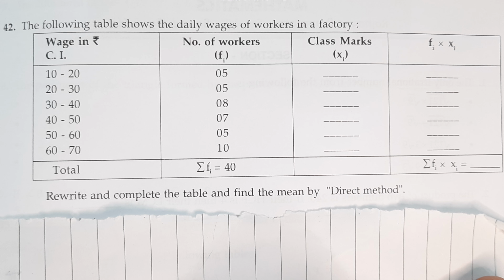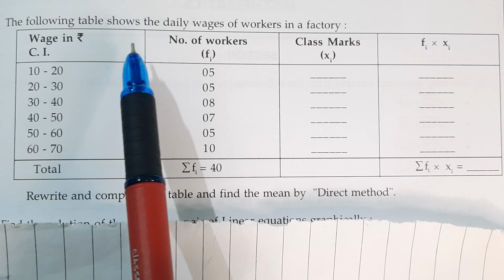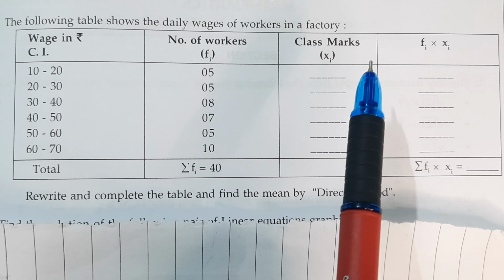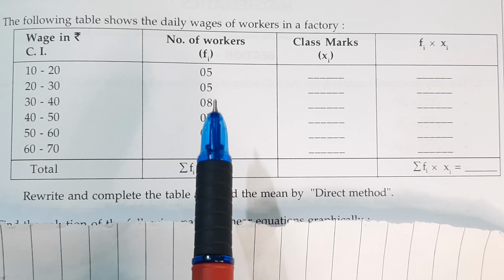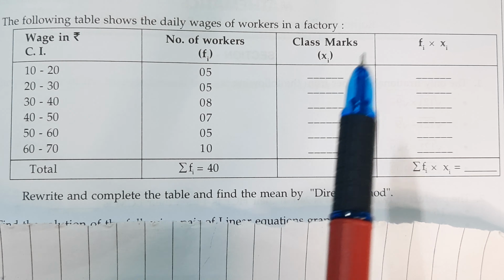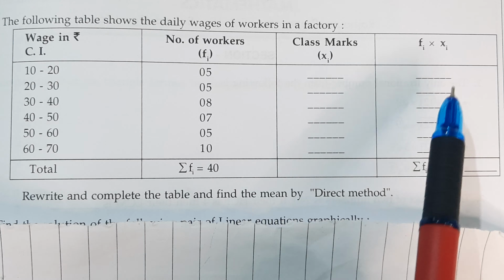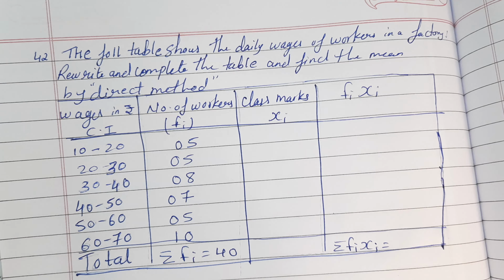First, take down this question. The following table shows the daily wages of the workers in a factory. You all have to rewrite and complete the table by mean direct method. Your class interval, number of workers, frequency, class interval, wages is given. You'll have to find the class marks and Fi into Xi. You'll have to multiply, right? The total over here. Okay, so let me start.